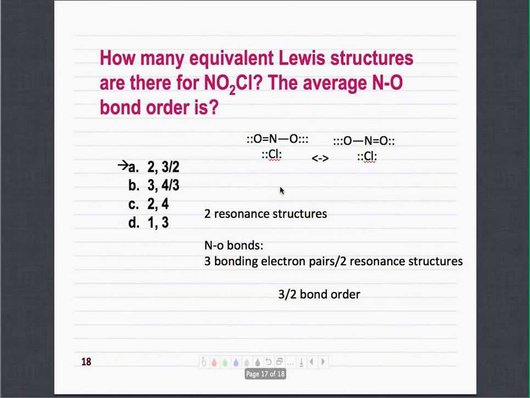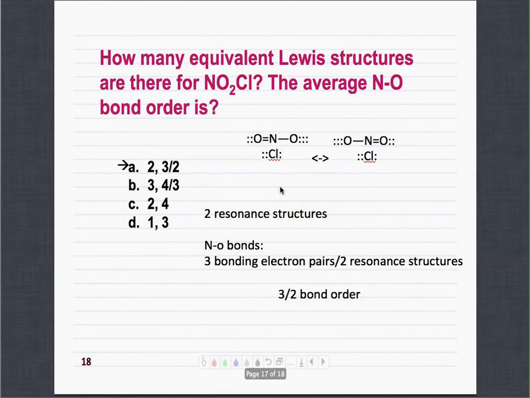While in the carbonate it was 4 of them, because the double bond was going from the first oxygen to the second to the third. So it is 3, that's the number of bonds that are involved in resonance, and over 2, which is the number of resonance structures. So that implies A is the right answer, which is we have 2 resonance structures and the bond order is 3 over 2.